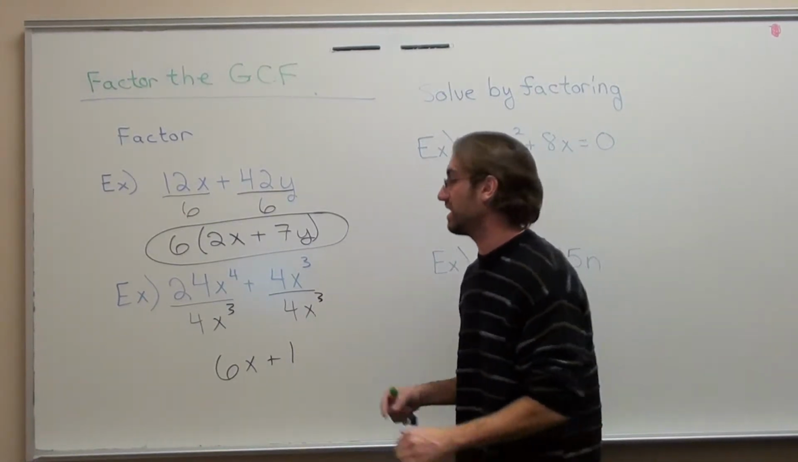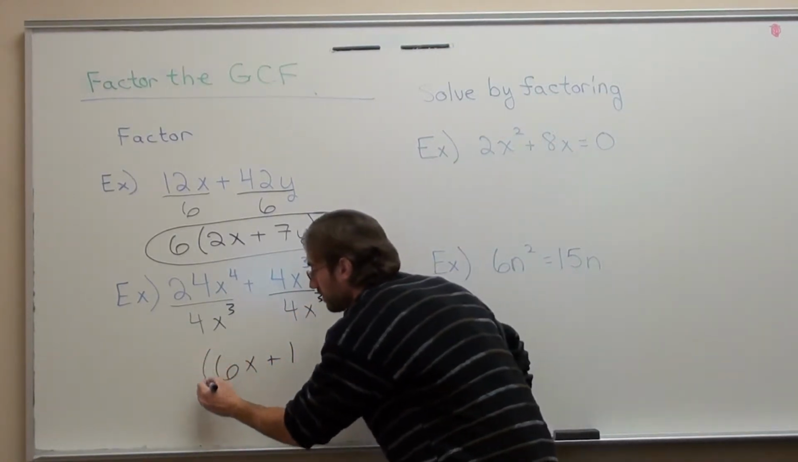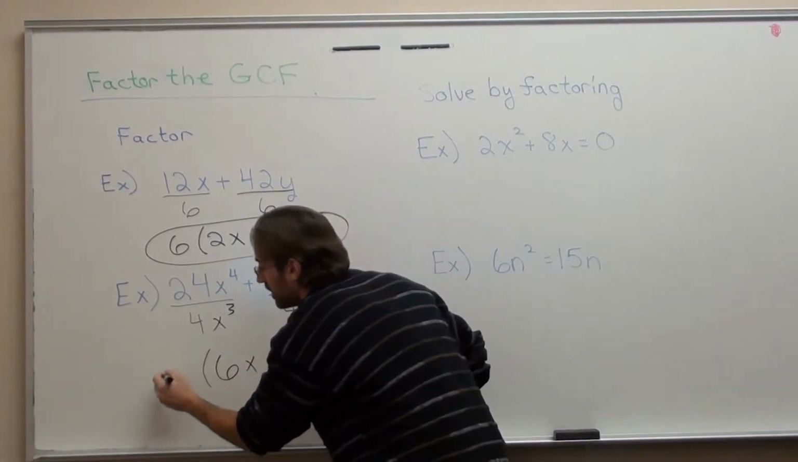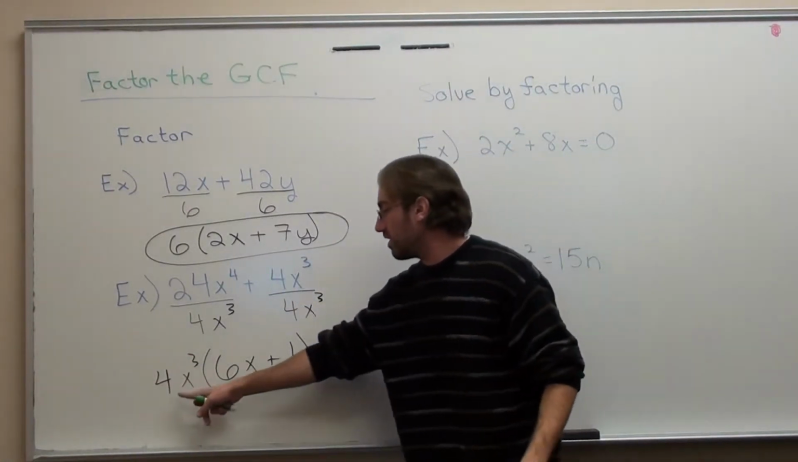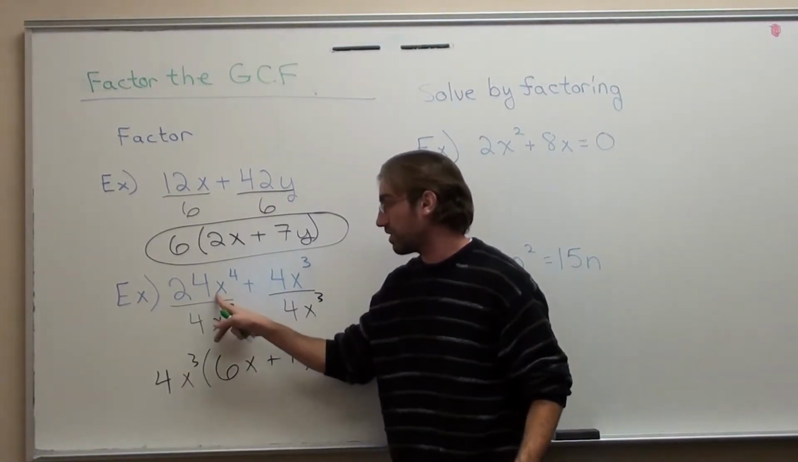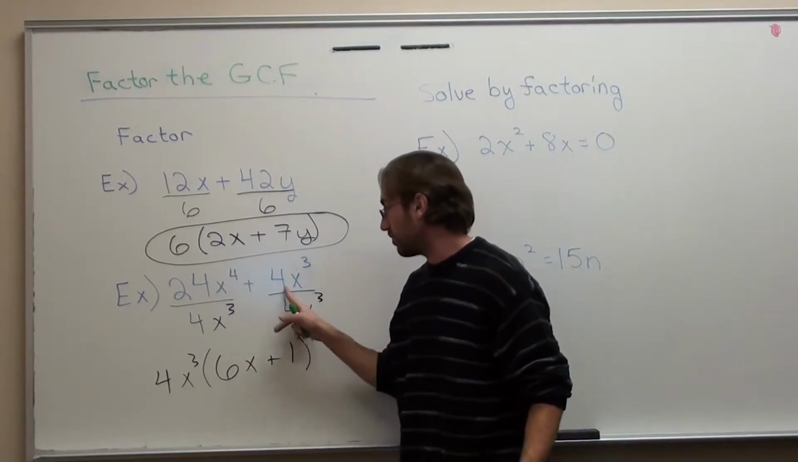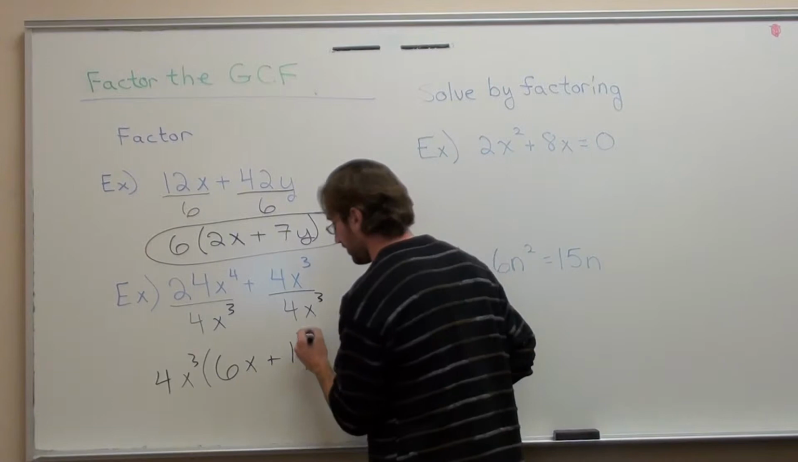No, I'm not done, because every time they try to leave, you pull them back in. What did I take out? 4x cubed. And if you don't believe me, 4x cubed times 6x is 24, x to the fourth. 4 times 1 is 4 with an x cubed left over. That's factoring out the GCF.